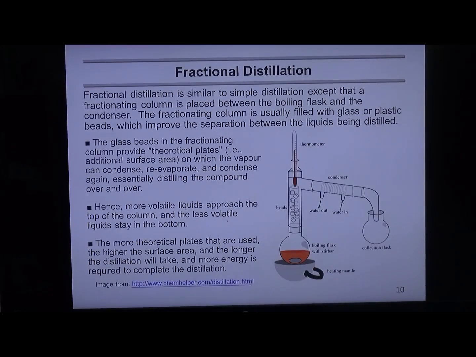As shown here, you might be familiar with this figure, right? It shows the apparatus for fractional distillation.